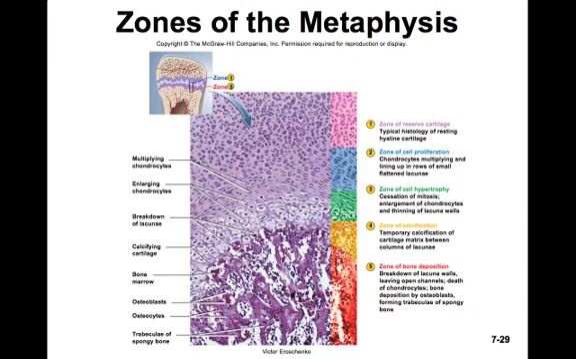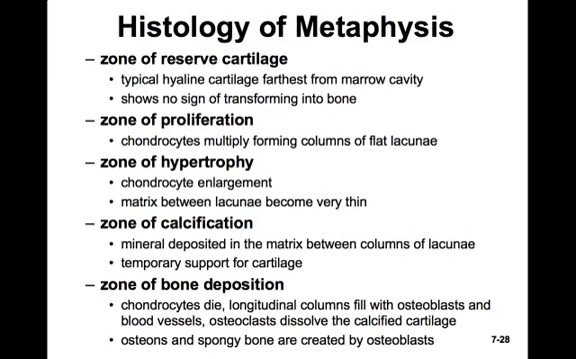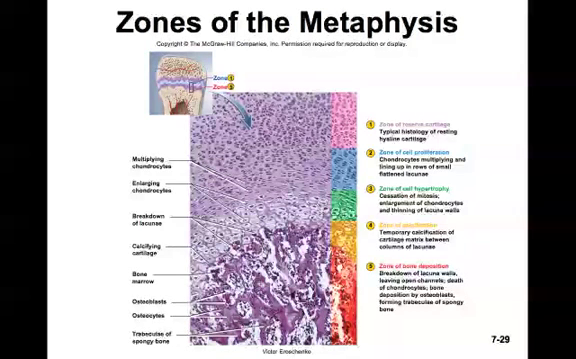So let's look at these zones in more detail. Now we have a picture of the general way bones grow in length. In the zone of reserve cartilage, we have hyaline cartilage that's furthest from the marrow cavity. This shows no sign of transitioning into bone. Then we move down a zone.